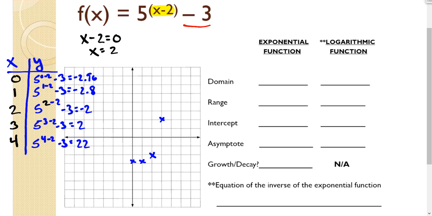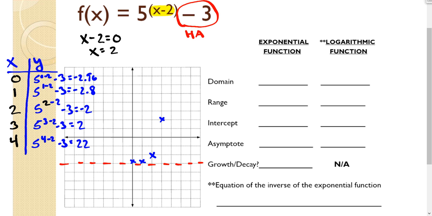Then I'm going to look at this value of negative 3 and realize that that is my horizontal asymptote, which makes sense because I'm getting closer and closer to it. So let's go ahead and draw my nice little dashed line here for my horizontal asymptote.